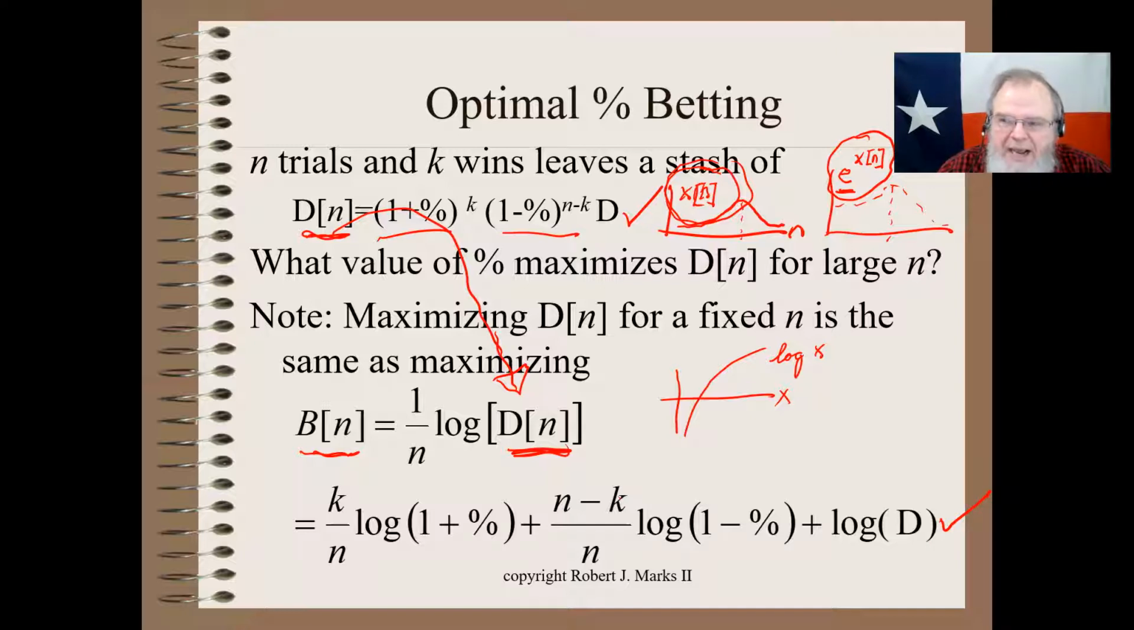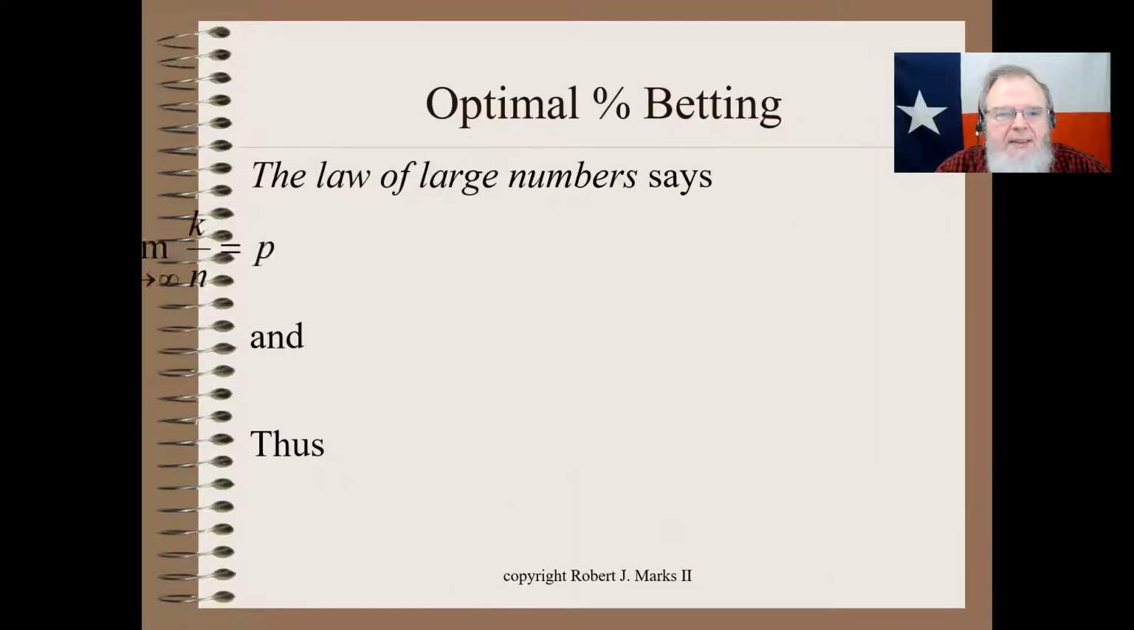And so how do we maximize it? Well, we go back to freshman calculus and take the first derivative and set it equal to 0. Before we do that, however, we're going to recognize and apply the law of large numbers. If you have a bunch of bets and you take the limit of k over n, that is going to be equal to the probability p. That's a result of the law of large numbers.